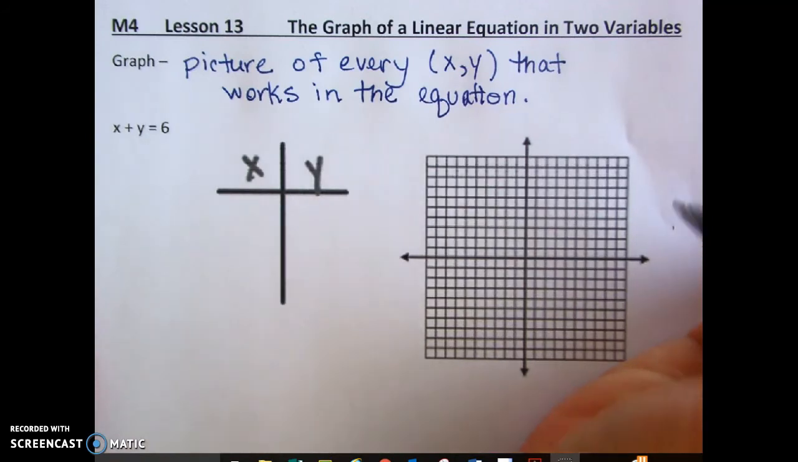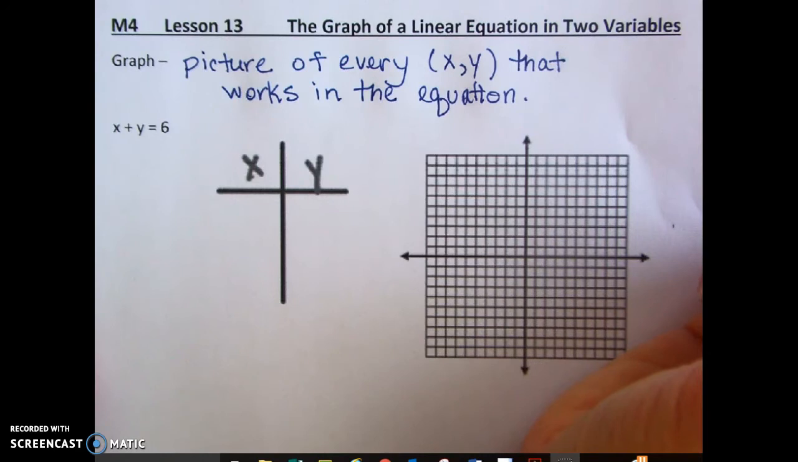Now, are we going to come up with all those x, y pairs? No, we're going to come up with 3, 4, 5. Sometimes we need more than that to get the shape, but for linear equations, we really only need about 3 points to double check ourselves to make sure we've got it.